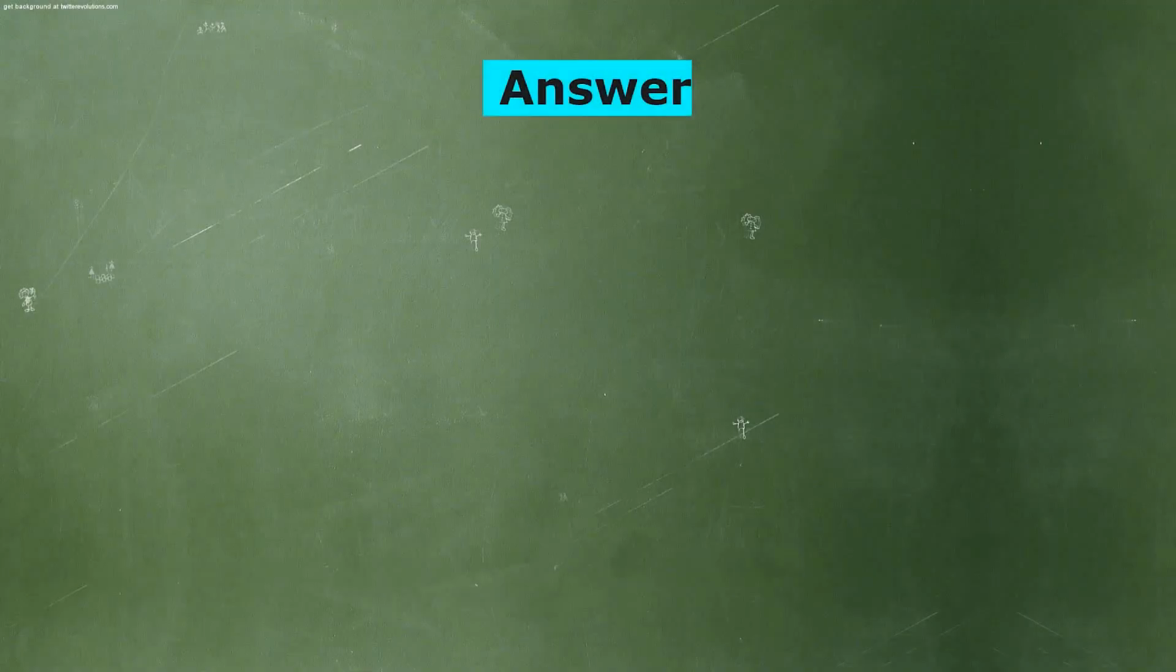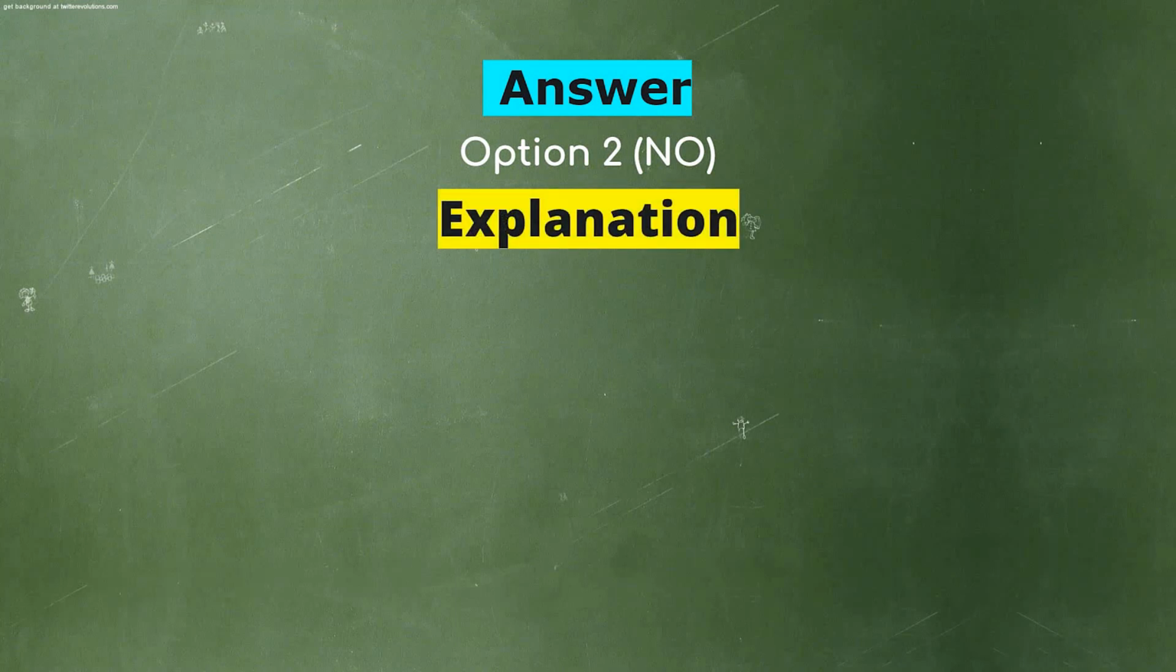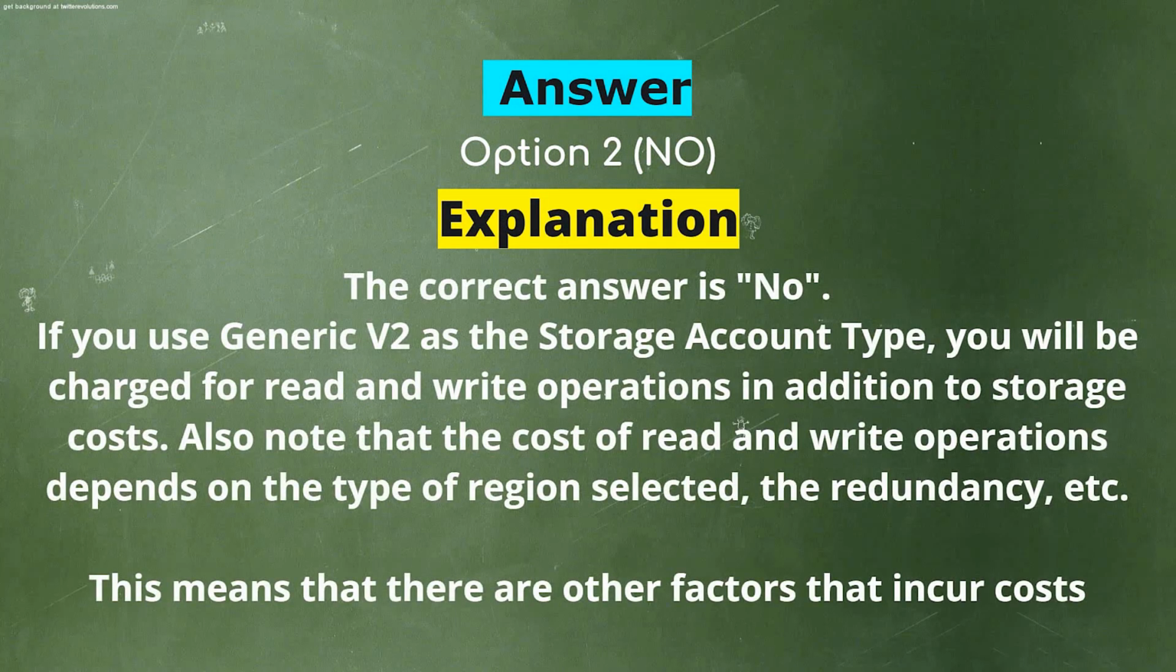And the correct answer is, it is no. Explanation. The correct answer is no. If you see General Purpose V2 as the storage account type, you will be charged for read and write operations in addition to storage cost. Also note that the cost of read and write operations depends on the type of region selected, the redundancy, etc. This means that there are other factors that incur cost.